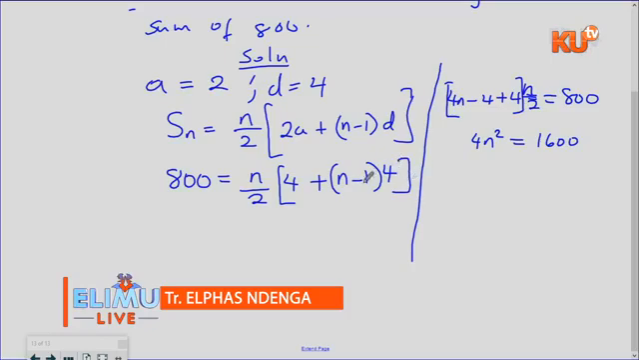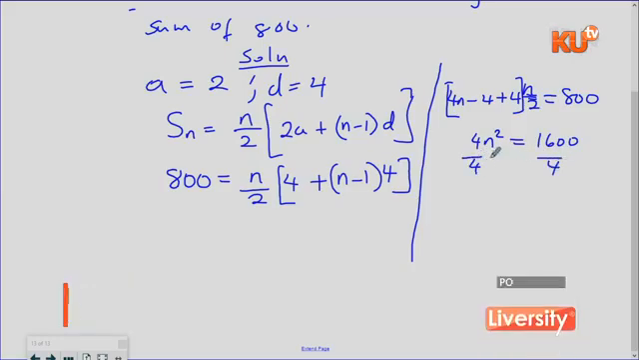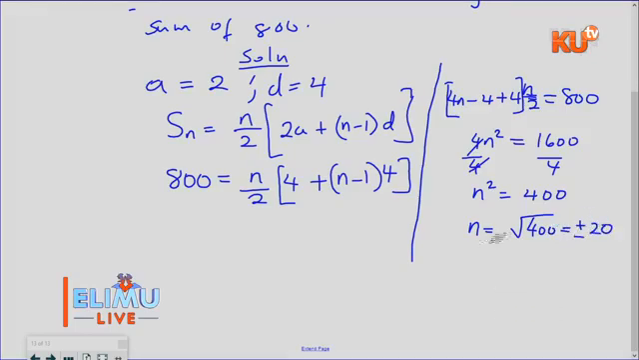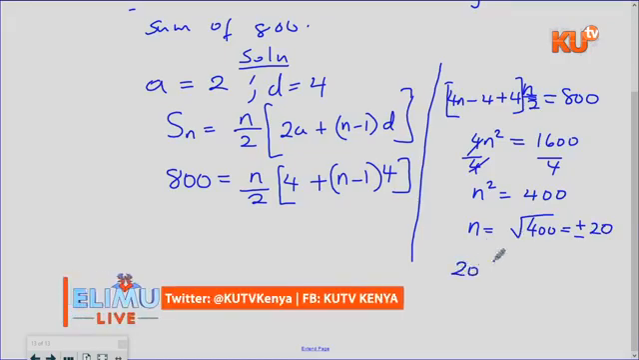Dividing by 4 cancels. So n squared is equal to 400. And so how do you get n? N is the square root of 400, which is equal to plus or minus 20. And since we need a positive value, our number of terms is 20.